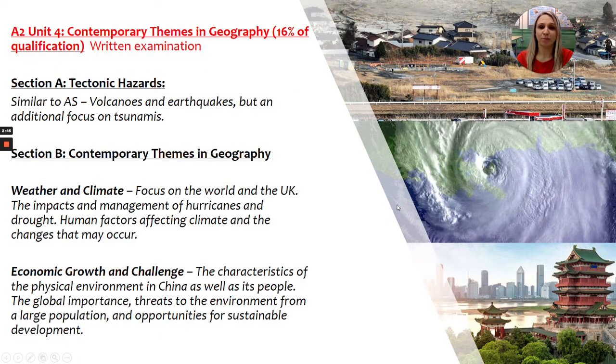So the second exam in Year 13 is Unit 4, focusing on contemporary themes in geography with 16% of the qualification. We revisit tectonic hazards, but this time we focus more on tsunamis as well as volcanoes and earthquakes. Then the second topic, we look at weather and climate. We focus on the world and the UK, the impact and management of hurricanes and drought, human factors affecting climate, and the changes that may occur.